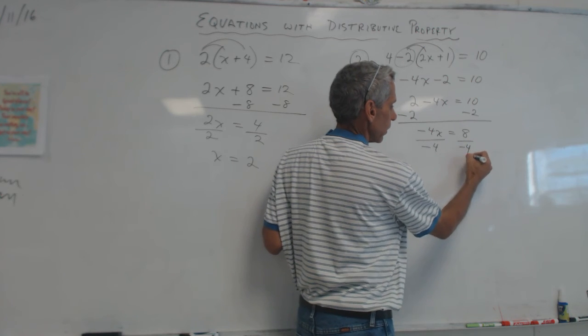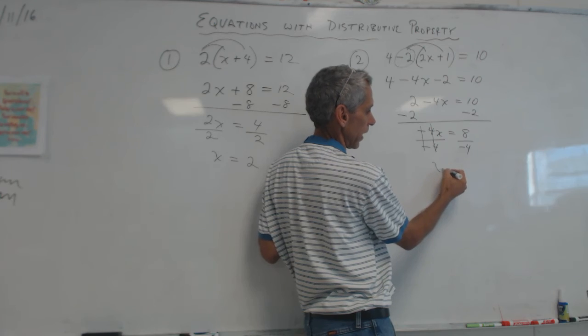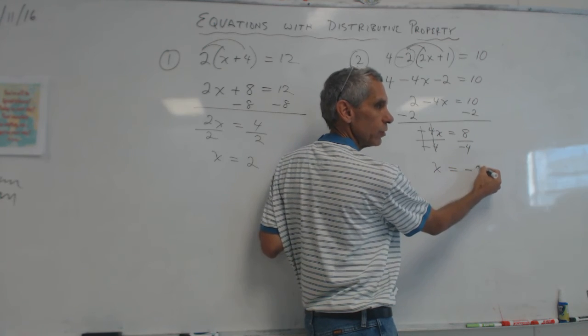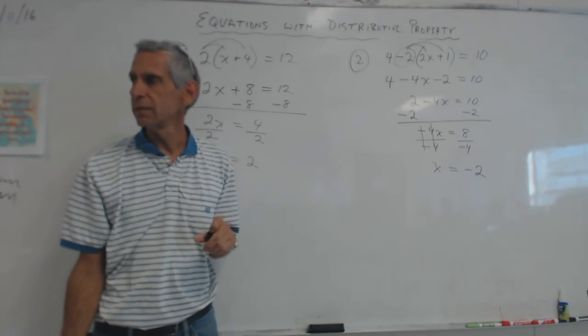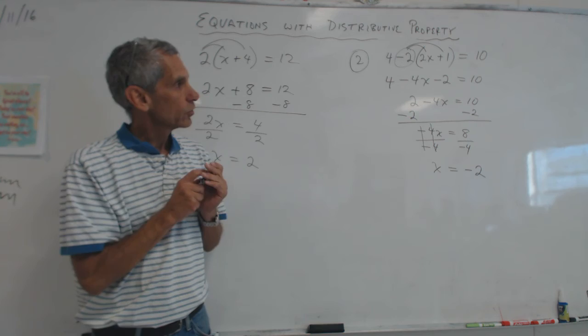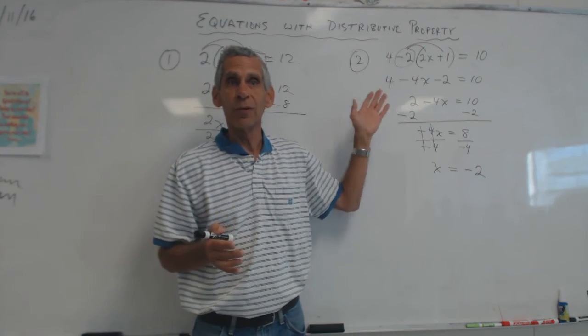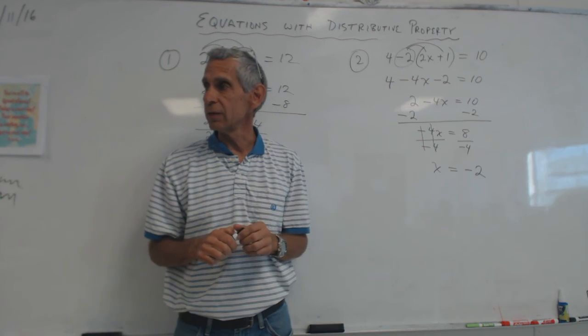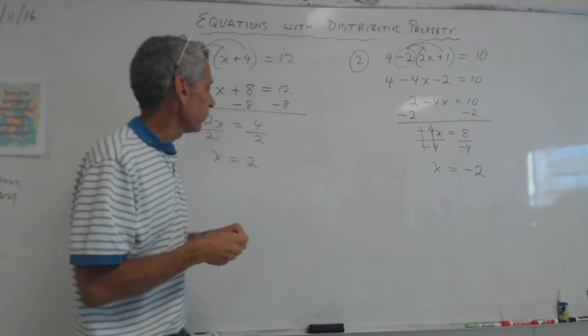So divide by negative 4. The negatives cross out, the 4's cross out, it becomes x equals negative 2. Does that make sense? You guys get that? You get it? All right. So you're starting to see now, I've added one more step of complexity to the equations, right? Well, we're going to keep adding more complexities, right?